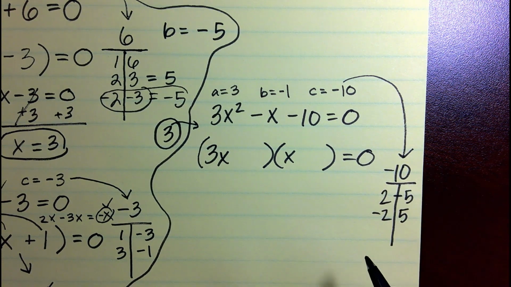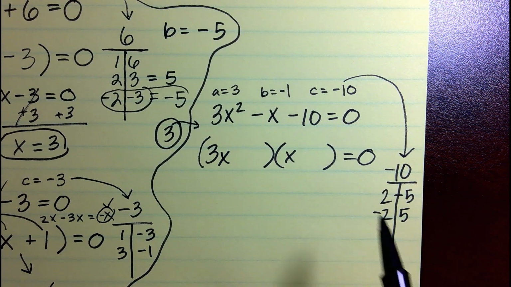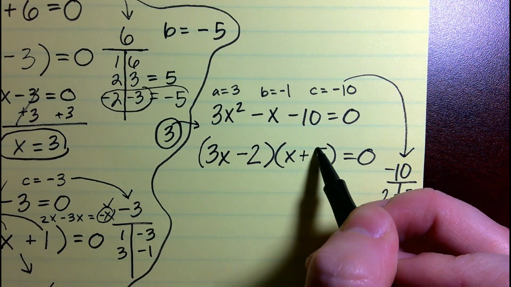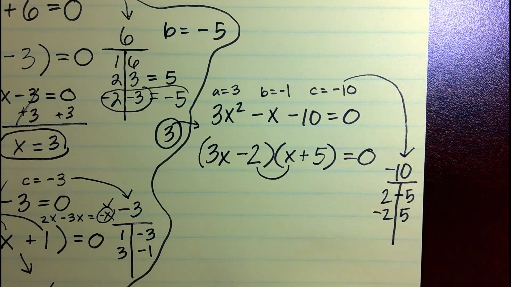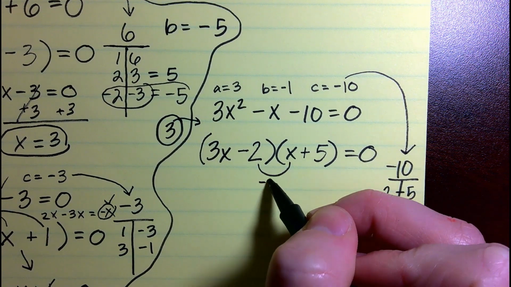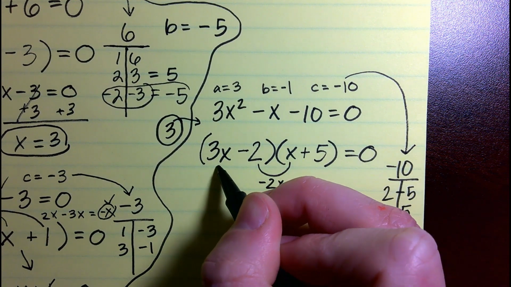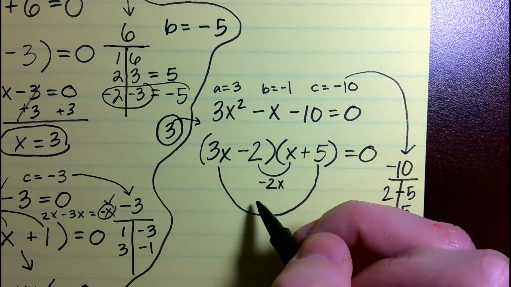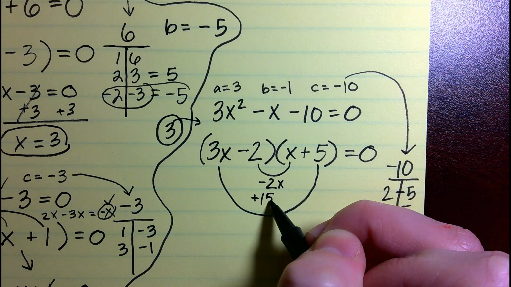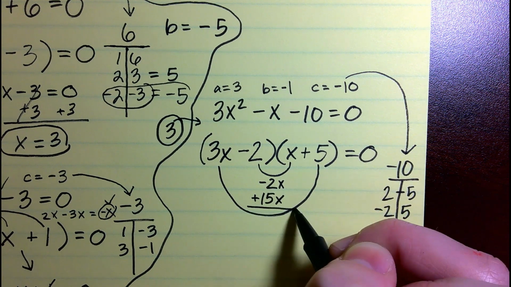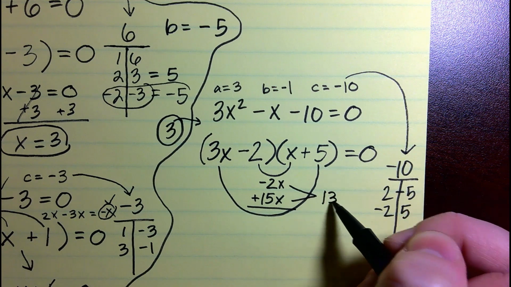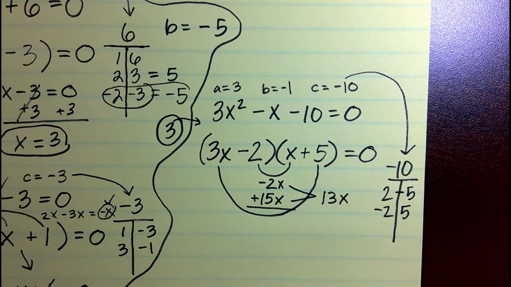Is there any in particular that we want to try? -2 and 5? Okay, I heard people yell that one out. Let's try that. -2 times x gives me -2x. Okay, 3x times 5 is 15x. So that's going to give me too big a number. So that's not right.